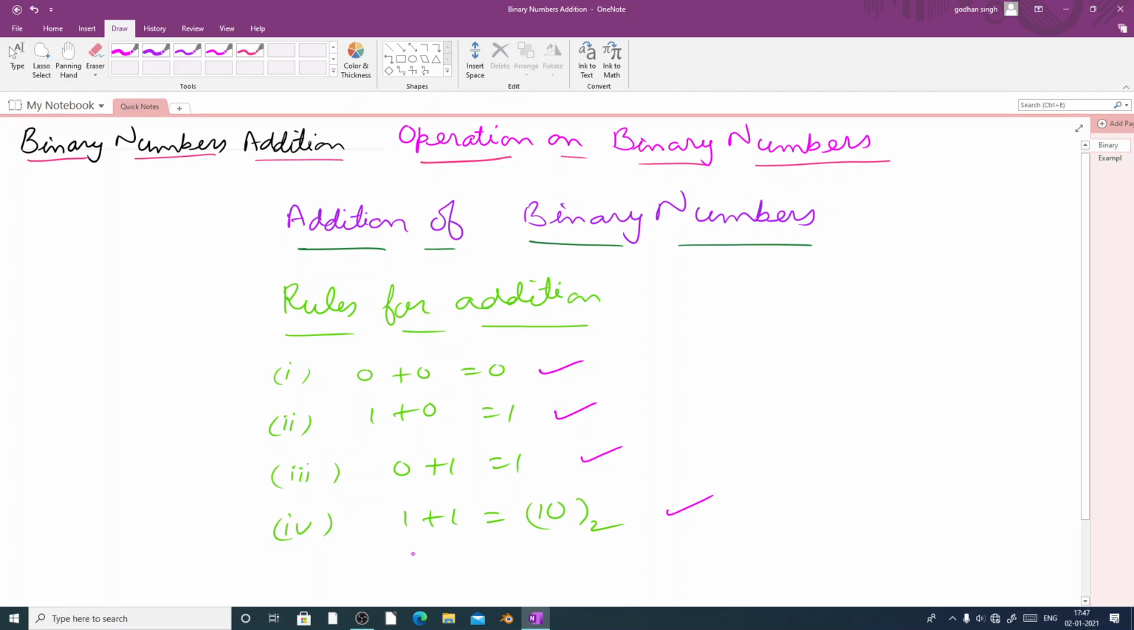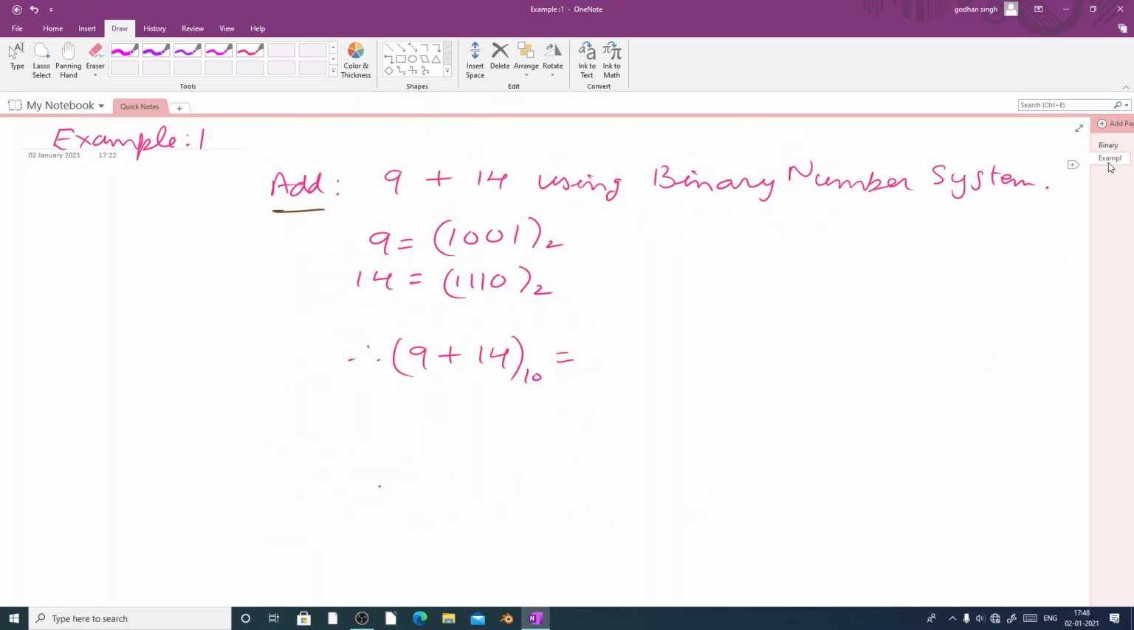1 plus 1, you may think that should be 2, but when you use the binary number system you will see that 2 is written as 10. So here we are writing 1 plus 1 as 10 with the base as 2 because it's binary number system and not 2. Now we'll learn how to add two binary numbers using these rules. For that we'll go through some examples that will make it very, very clear.